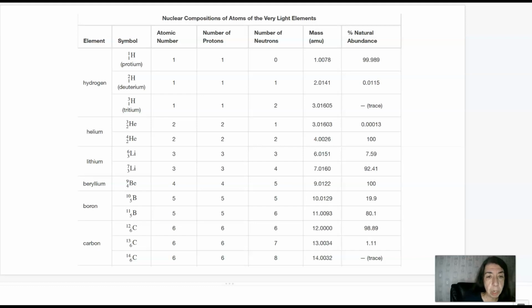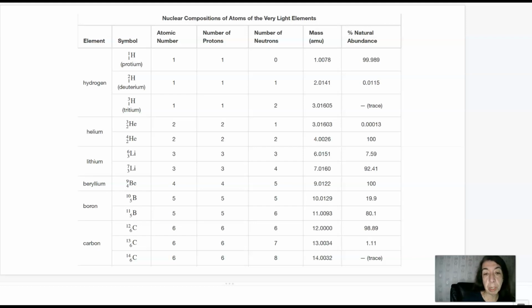So we just said that hydrogen had 3 possibilities. Helium also has 2 different possibilities of isotopes. Lithium has lithium-6 and lithium-7. So they still have the same number of protons that makes them lithium, but it has more neutrons. Boron is another example, and even carbon. We just did the carbon-14. Carbon actually has 3 different types of isotopes: carbon-12, carbon-13, and carbon-14.